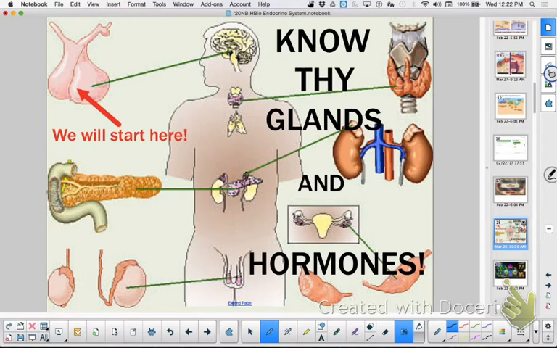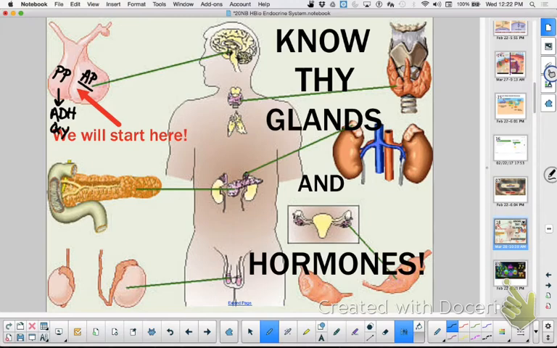All right, so if this right here is the posterior pituitary and this is the anterior pituitary, could you tell me the two hormones from the post-pit? ADH. What does ADH affect? Water balance in your kidneys. Perfect. What's another hormone from the post-pit? Oxytocin. What does oxytocin do? Baby out and milk out. Perfect.